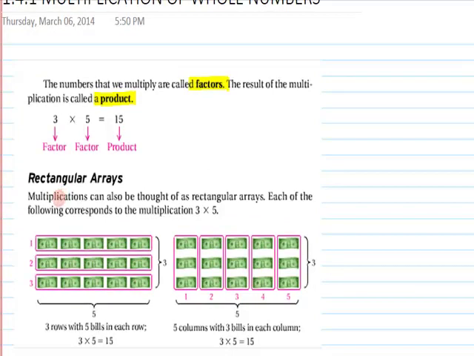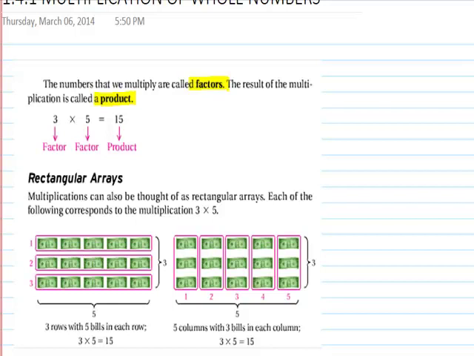And the book mentions that multiplication can be thought of as rectangular arrays. Each of the following corresponds to the multiplication of 3 times 5. So if you have 3 rows of 5 each, that's 3 times 5, which is 15. Or you can say that you have 5 columns of 3 each. That's still 3 times 5, which is 15. So that just helps visualize a little bit about multiplication.